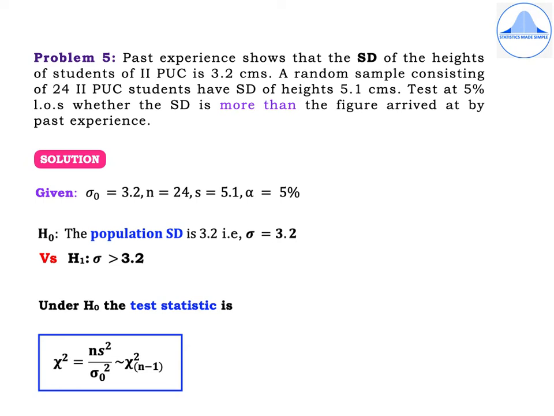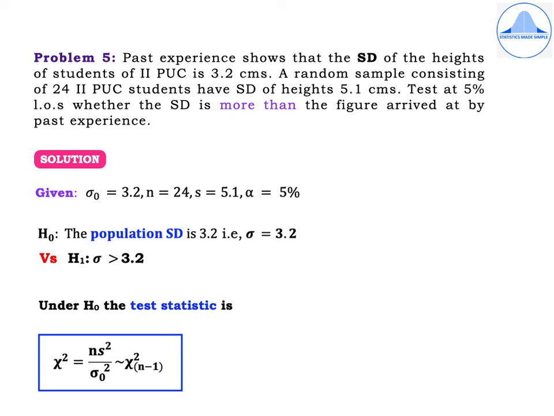Solution: given sigma naught is equal to 3.2. Now, the first sentence doesn't have the word random sample, so the standard deviation is associated with the population. That's why sigma naught is 3.2. Then n is equal to 24. The standard deviation of the sample is S, which is equal to 5.1, and alpha is 5%.